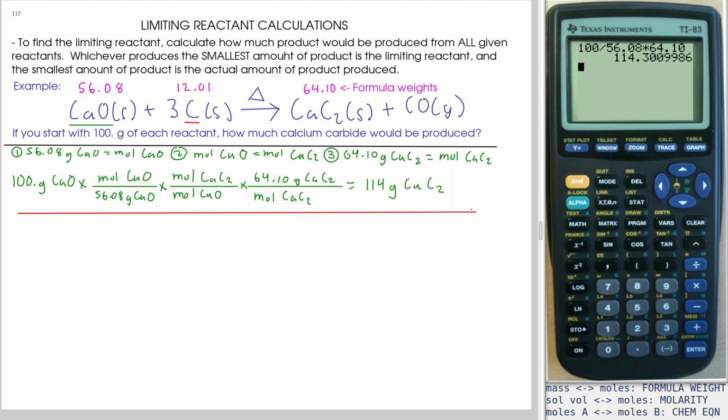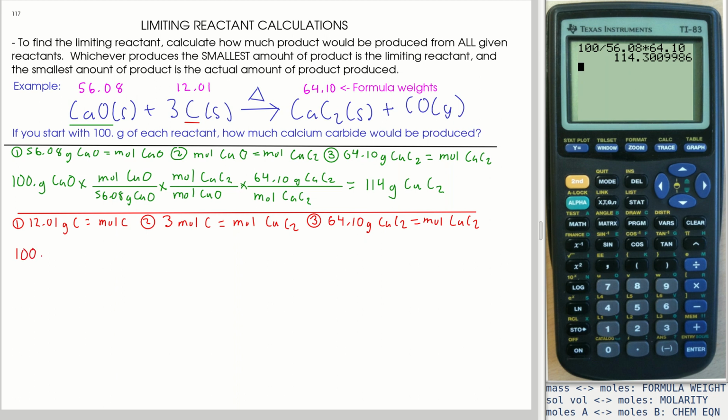To figure out if that's actually true, let's do the same calculation but for the carbon. So, starting off, this calculation works much like the other one. We'll need the formula weight of carbon this time: 12.01 grams of carbon per mole. We'll need the ratio for carbon: 3 moles carbon for every mole of calcium carbide. And then the last factor is identical for this one. We're still doing calcium carbide's formula weight, 64.10 grams per mole.